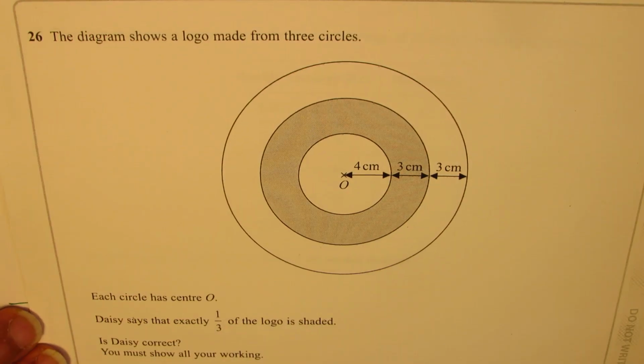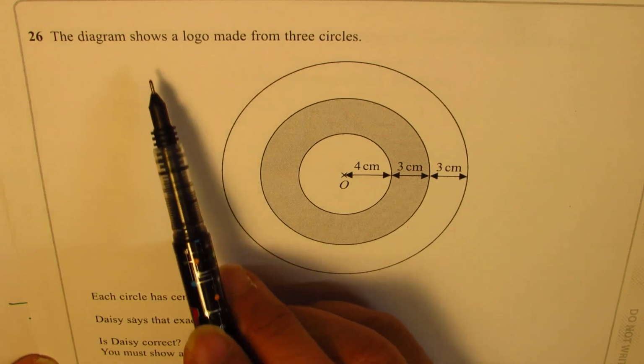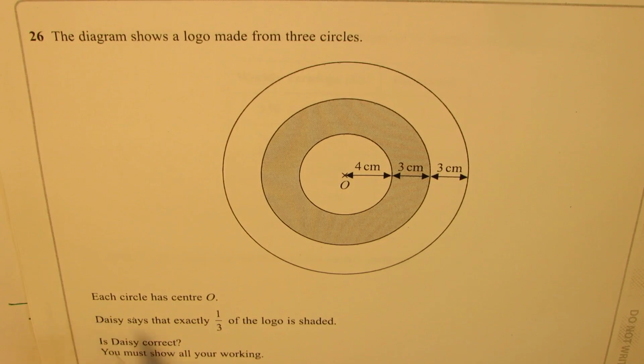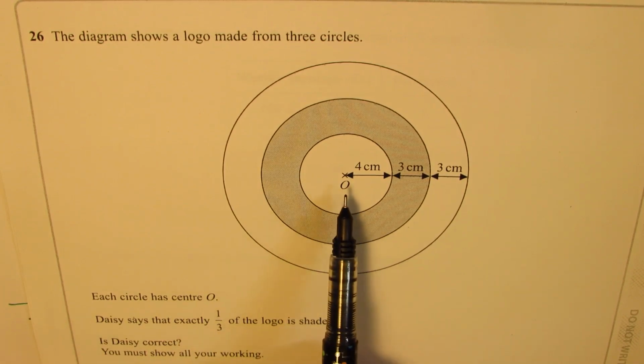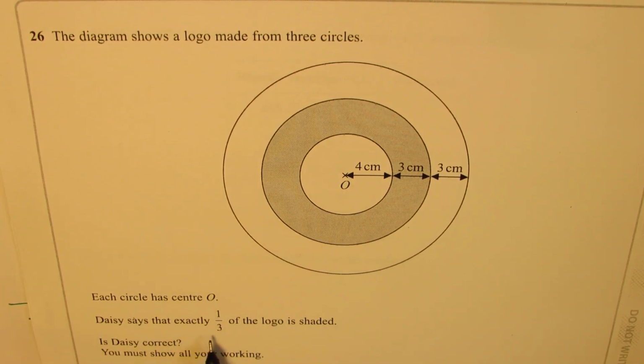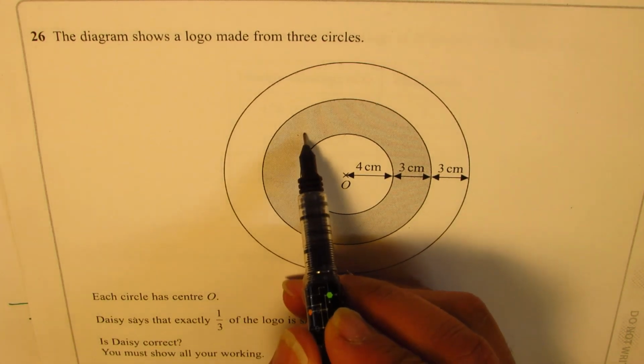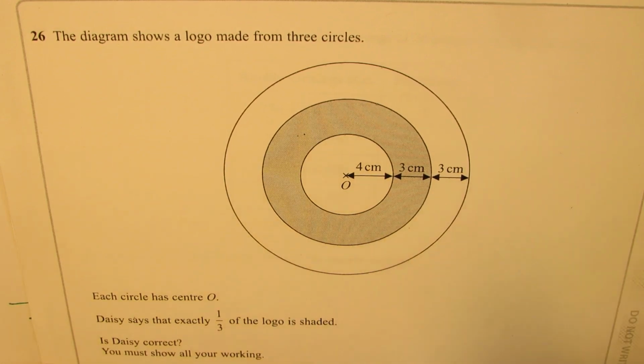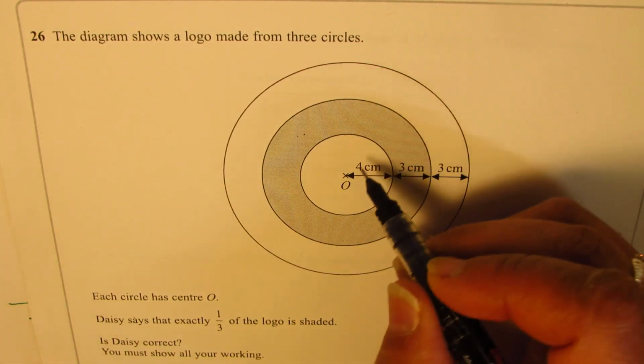Here is question number 26. The diagram shows a logo made from 3 circles. Each circle has center O. Daisy says that exactly 1/3 of the logo is shaded. Is Daisy correct? You must show all your work. So basically we need to find the area of this and compare with the total area. So the first step could be to find the radius of each circle.